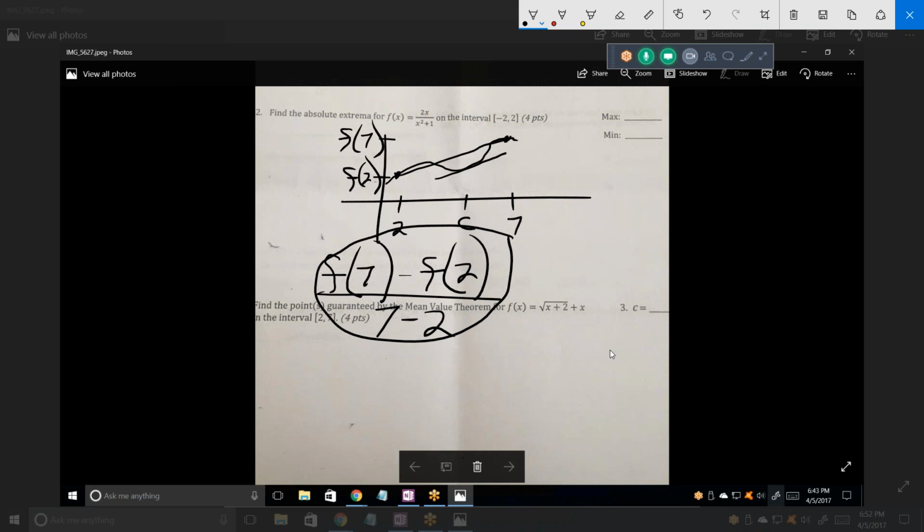And I can figure that out. Let's see. Oh, we're down here. When I got 7 in there, it is 3 plus 7. So that's f of 7. When I put 2 in there, I get 2 plus 2, 4. And 7 minus 2 is 5, so I've got 6/5. So 6/5 is the slope of that line that connects the points f of 2 to f of 7. Now I got to find c. What do I need to find? I need to find the first derivative of this function where the slope is equal to 6/5, right?